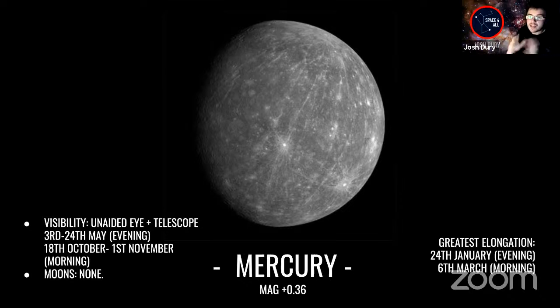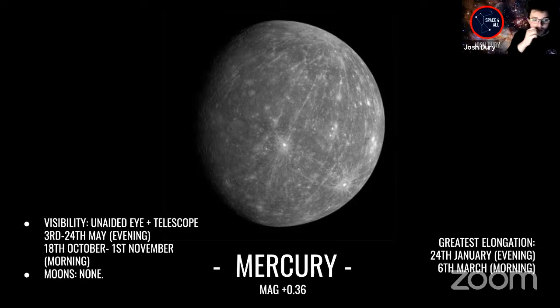So what I have done, as you guys can see in the lower left of your screens, is I have made a note of some dates of when you are able to best see the planets of the solar system this year. So if you guys want to take a look and try and have a look for these objects, then this is a good time to have a look.